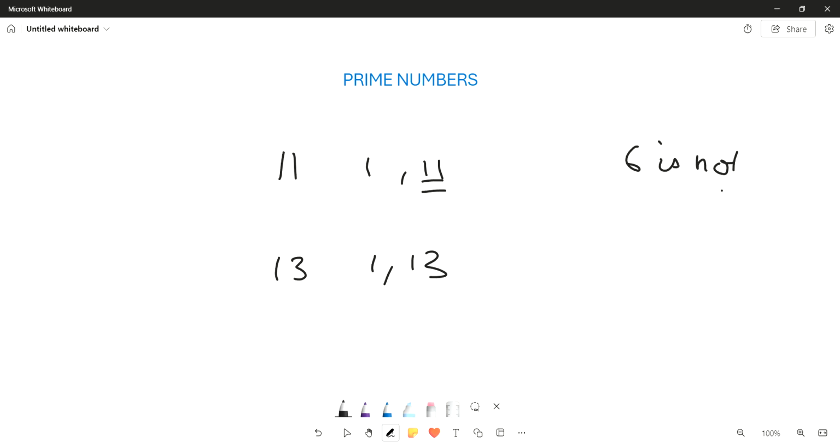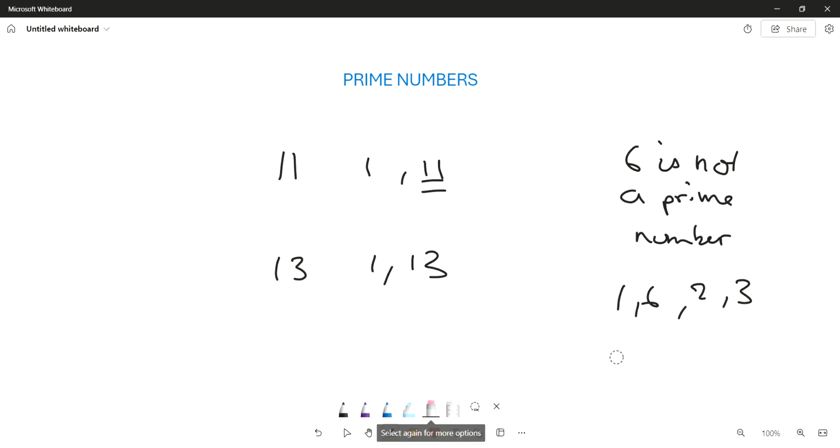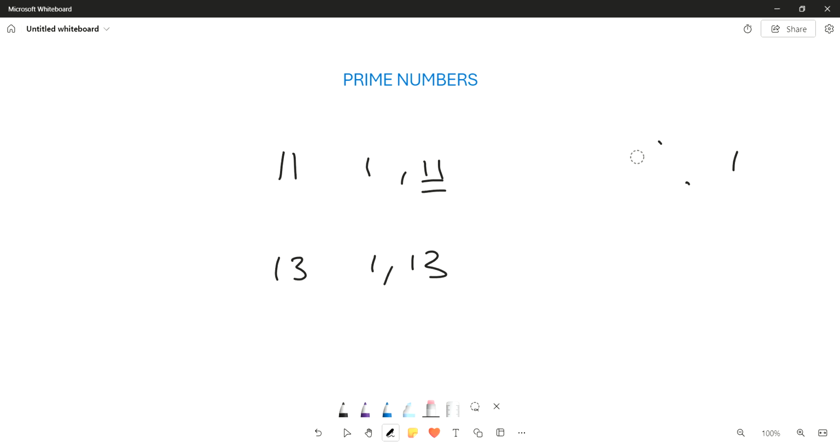It is not a prime number because as well as being divisible by 1 and itself, you can also divide 6 by 2 and 3. So 6 is not a prime number.